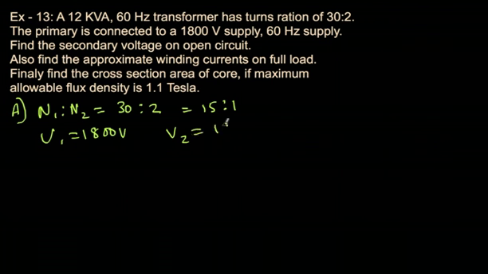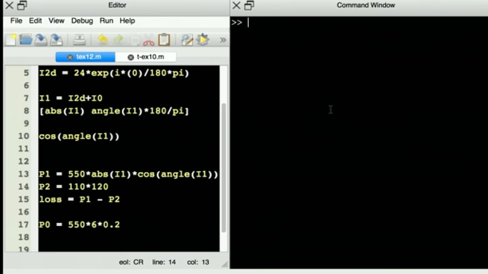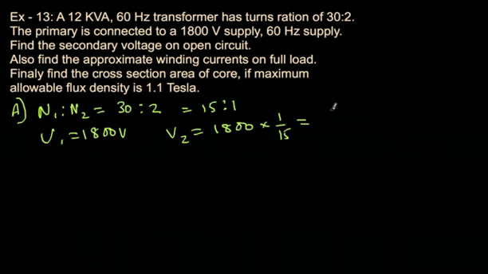So V2 will be 1800 multiplied by 1 by 15, using this ratio. Because I know it is step down, the voltage has to reduce. So 1800 divided by 15. So let's try it here. 1800 divided by 15, so it is 120 volts. So far so good. I got this part of the problem.